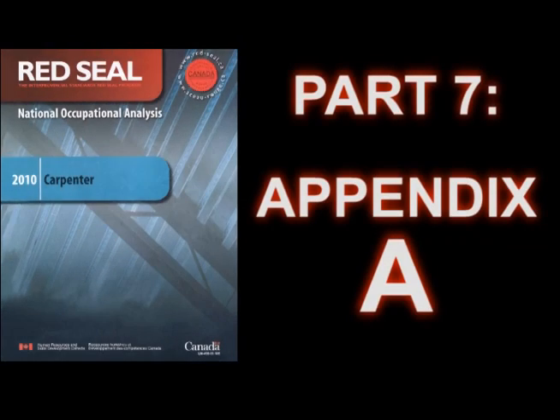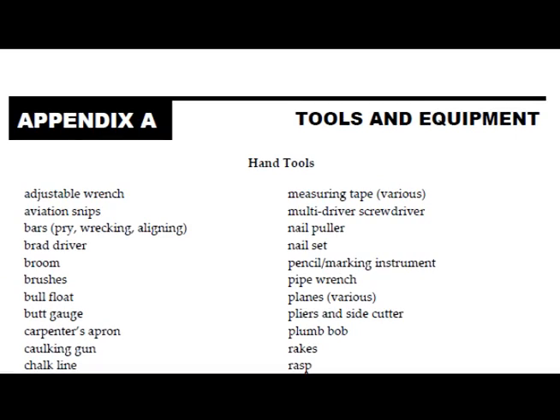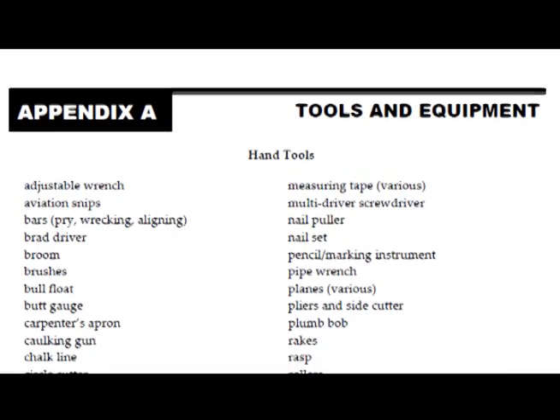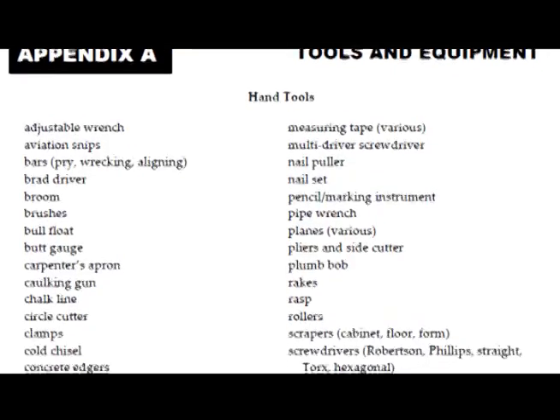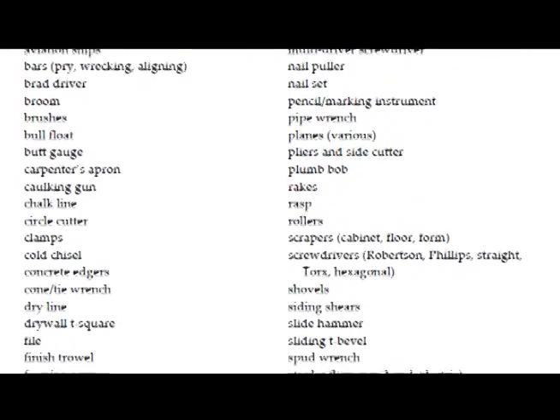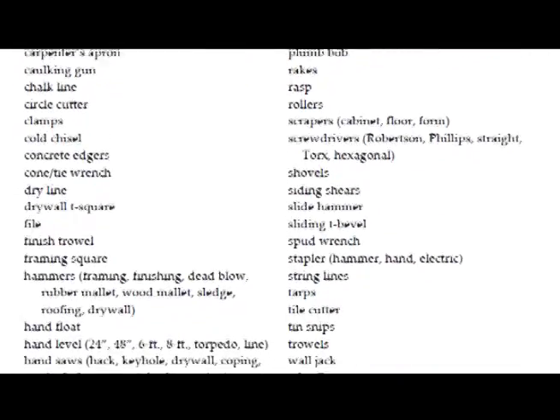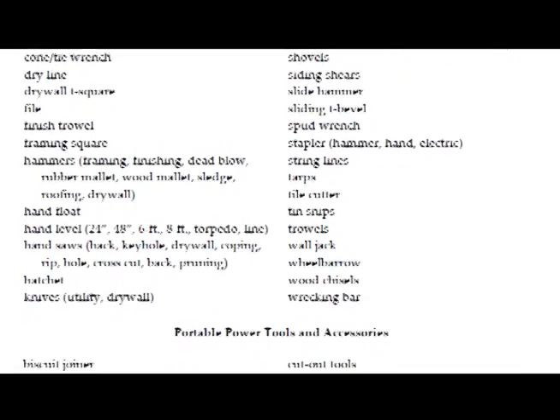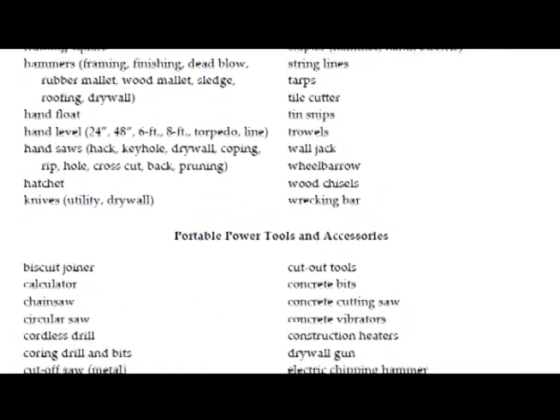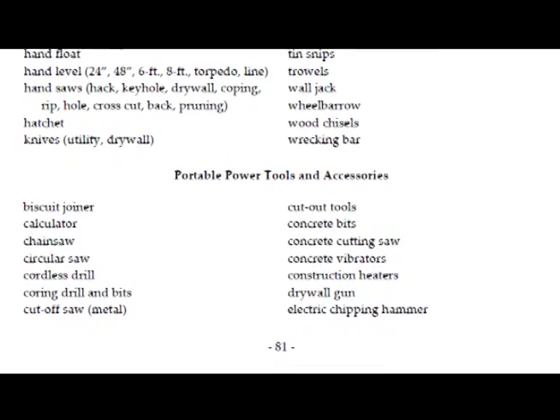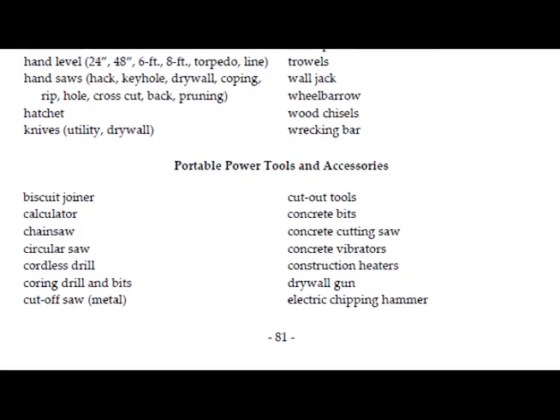And if we skip ahead one more to Appendix A, you'll see there is a list of tools and equipment. If you're not familiar with the tools and equipment listed here, it's probably a pretty good idea. If it's listed in this document, it could show up on the exam. So you would want to become familiar with the operation and the maintenance of those particular tools if you're not already. That'll end this section.